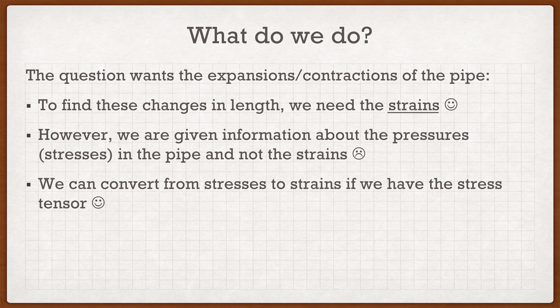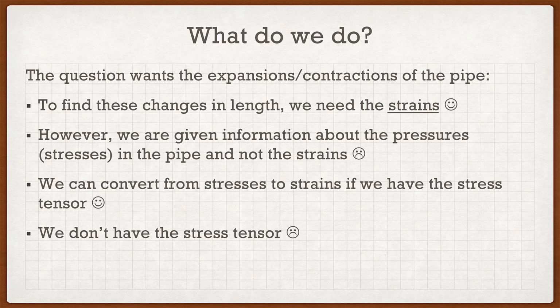However, we are happy again because we know that if we know the stresses, we can find the strains in the pipe through the elasticity tensor. So again, we're happy because if we have the stress tensor, we can easily find that strain tensor. And once we have the strain tensor, the question will answer itself. But then we're sad again because, of course, we don't have the stress tensor. So the question is, what exactly do we do?